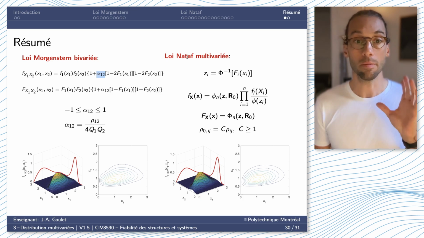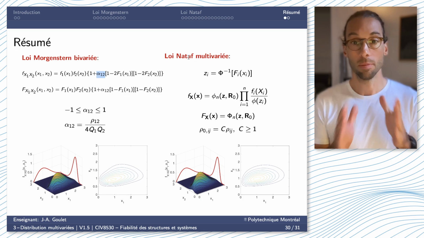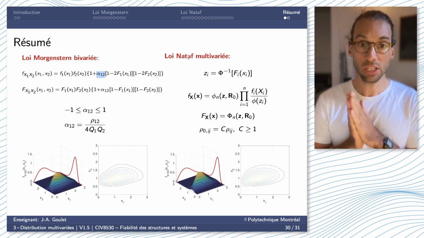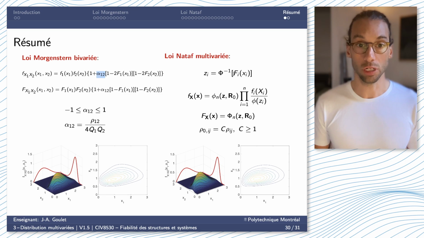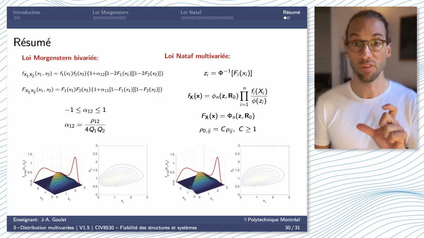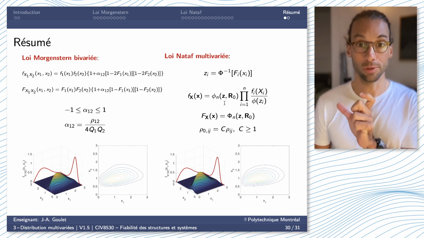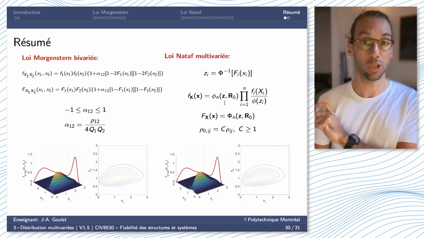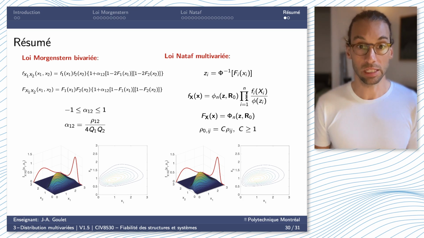On the other hand, for the Nataf distribution, the principle is that we're going to transform each of our marginal distributions into the standard normal space. Then we're going to define the joint distribution in the standard normal space by correlating it and then transforming it to the original space using the change of variable rules. So it's going to be that joint PDF in the standard normal space that is correlated times the determinant of the Jacobian that will give us this term here.